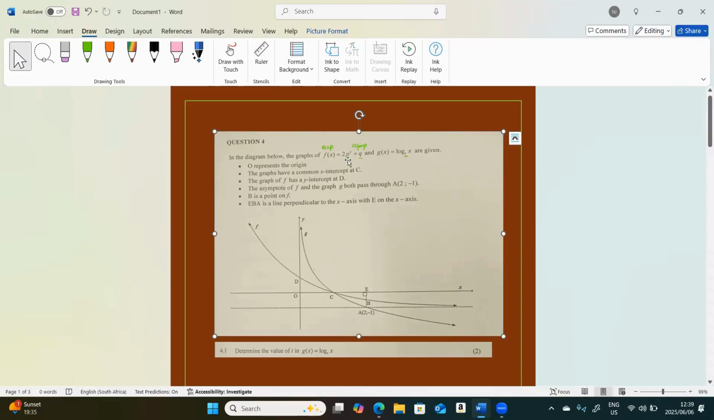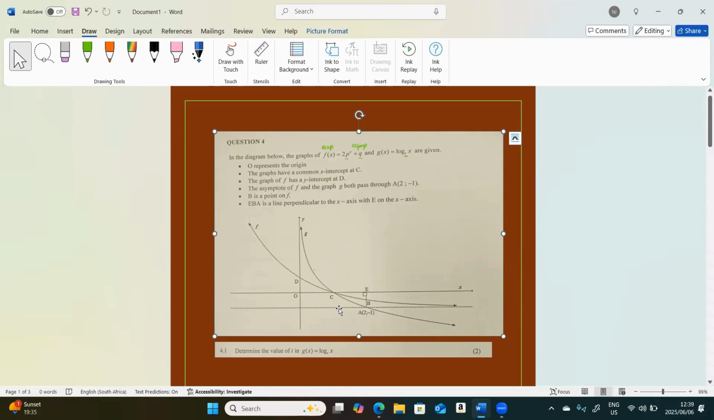Can you see now? We already told ourselves over here that the plus q value is the asymptote. And now that they talk about the asymptote, it's not something new we expected. So we are basically more comfortable with this information. So the asymptote of f, which is this dotted line over here, okay? So the asymptote of f and the graph g both pass through the point A (2; -1).